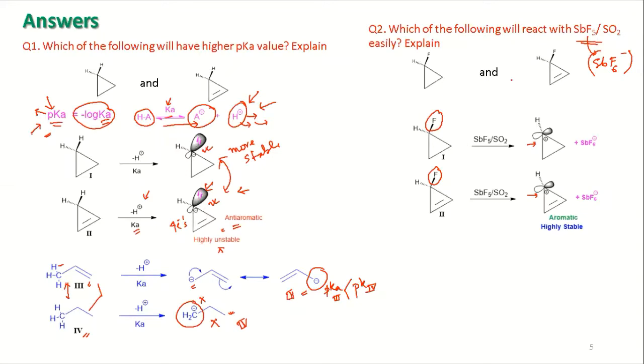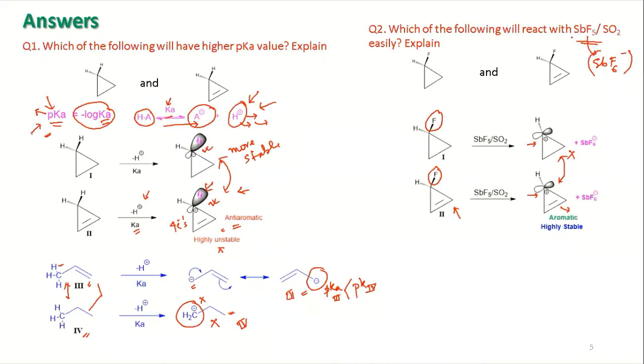Now, between these two, you have the formation of these two cations. Which one is the most stable? This is most stable because this is aromatic. You have two electrons, and those two electrons are in the bonding orbital. So that means this is very stable. So it will form very easily. That means it is going to react. This is not going to react. Got it?